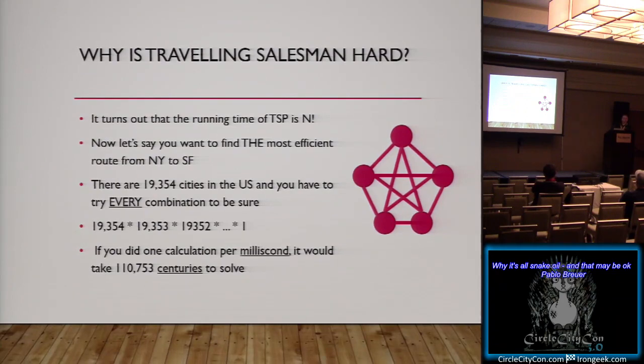So this traveling salesman problem runs in n factorial time, as was pointed out. And so if you want to find the most optimal path, because you're going to do a cross-country cannonball run, and you're going to go from New York to San Francisco, there are 19,354 registered cities. And you have to try every combination, because you have to find the one optimal path. So 19,354 times 19,353, so forth and so on, till you get to 1.